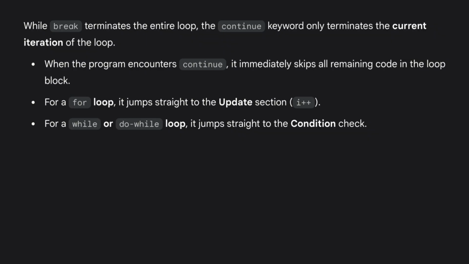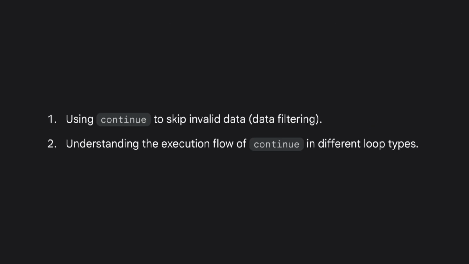When the program encounters continue, it immediately skips all remaining code in the loop block. For a for loop, it jumps straight to the update section, i++. For a while or do-while loop, it jumps straight to the condition check. This lesson will focus on, first, using continue to skip invalid data filtering. Second, understanding the execution flow of continue in different loop types.